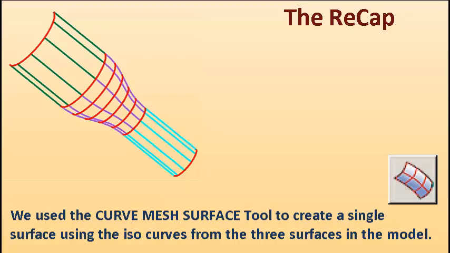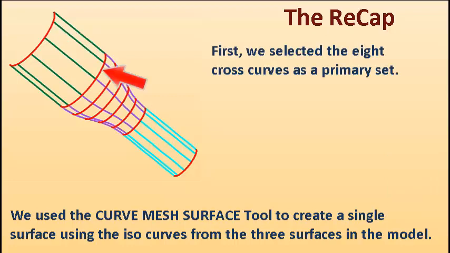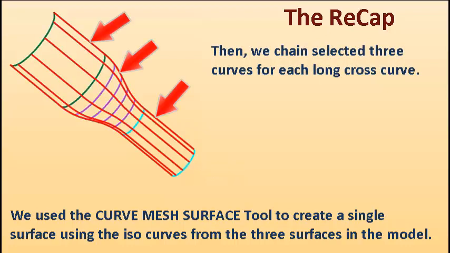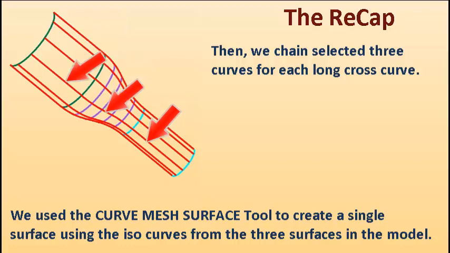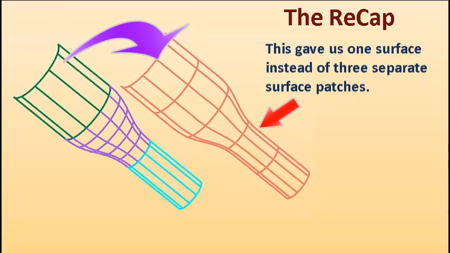We used the Curve Mesh Surface tool to create that single surface using ISO curves from the 3 surfaces in the model. First, we selected the 8 cross curves as a primary set. Then we chain selected 3 curves for each long cross curve, and this made up the secondary set. This gave us one surface instead of 3 separate surface patches.